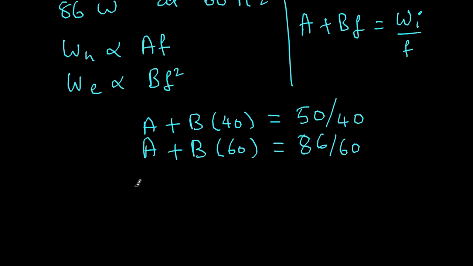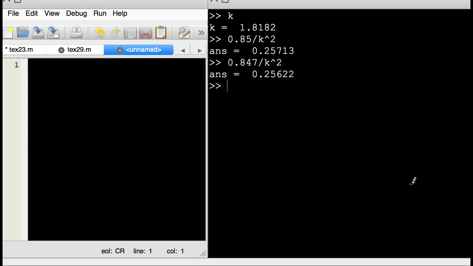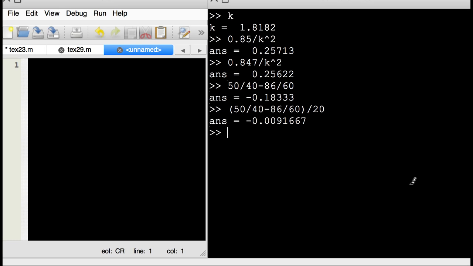Let me begin by subtracting these two. If I subtract these two, I'll get minus 20B equal to 50 by 40 minus 86 by 60. Let me do that now. So 50 divided by 40 minus 86 divided by 60. This whole value divided by 20 will give me the value of B.